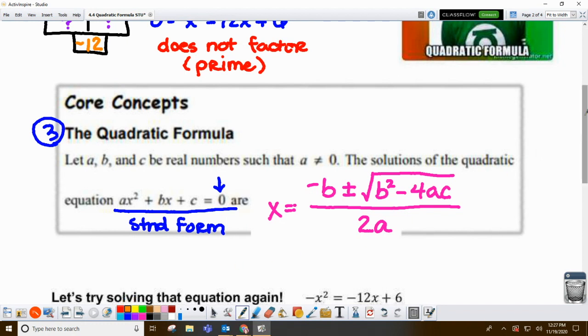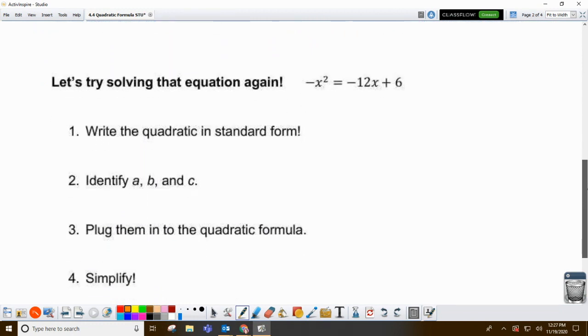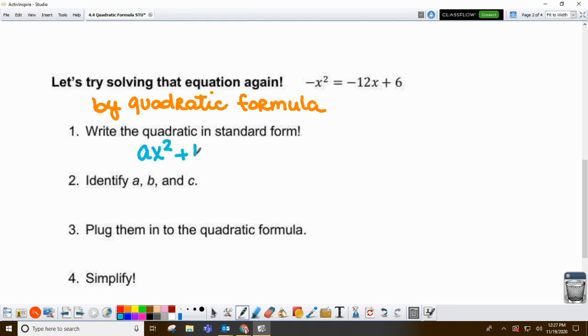So down here it says, let's try solving that equation again. So we're going to use the quadratic formula this time. Okay, and we're going to solve by quadratic formula. So the first step is to write the quadratic in standard form. Again, standard form is where you have ax squared plus bx plus c, and you're equal to 0. So when you're using the quadratic formula, just like if you were factoring, your equation must equal 0. So that is our first big thing. Our equation must equal 0 for us to use the quadratic formula.